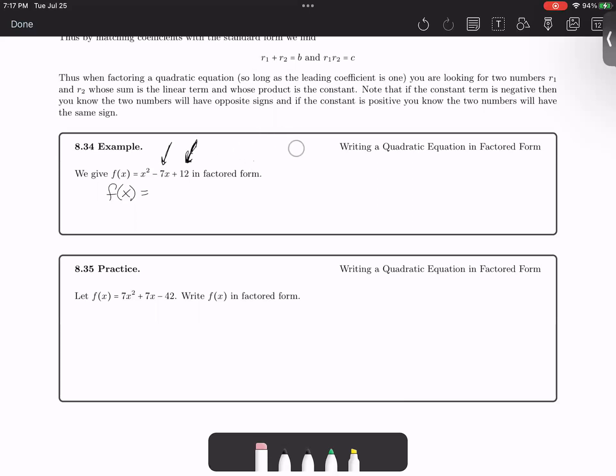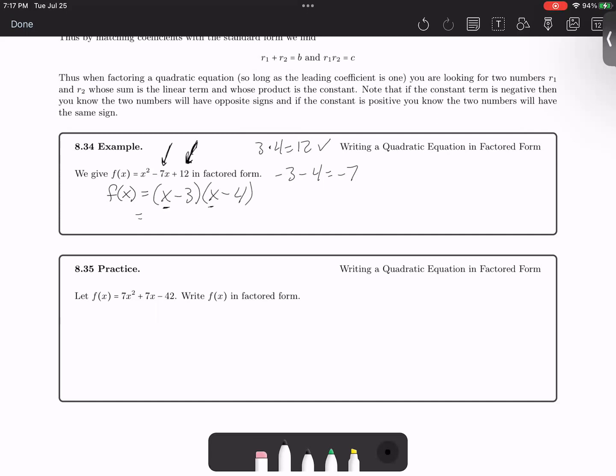So that's not it. But I think 3 and 4 is going to work because 3 times 4 does give you a 12. And you know that you can combine 3 and 4 in such a way to give yourself a minus 7, right? You can go down 3 and then down another 4 to get minus 7. So that's what we're looking for. We're looking for x minus 3, x minus 4. In fact, let's double check that.